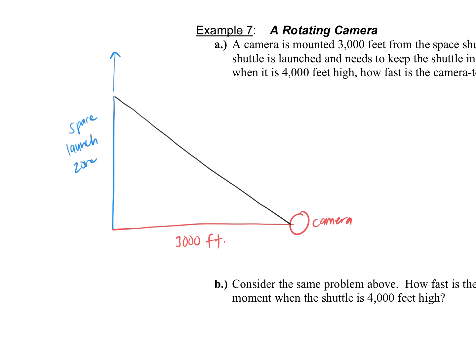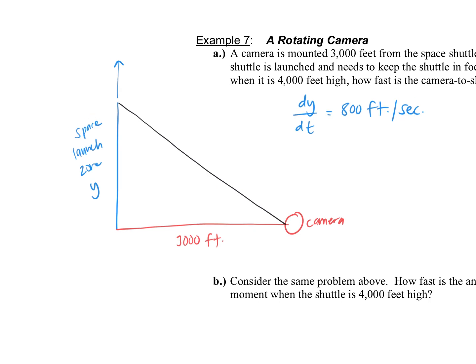But we know that this rocket here is rising at 800 feet per second. So let's just assign some variables here. Let's just say that this is y on this side, okay? So our dy/dt, sorry, dy/dt is equal to 800 feet per second.